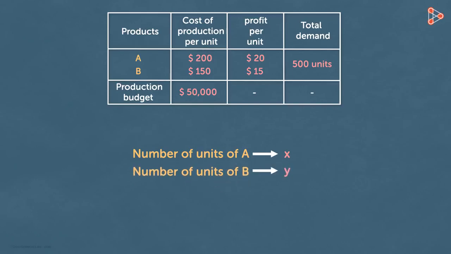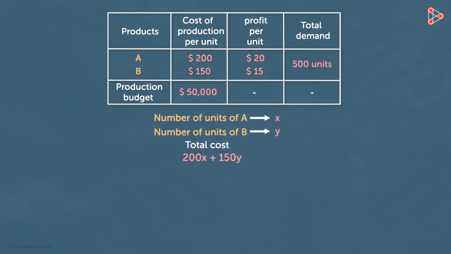Now, can you tell me the total cost to manufacture these many units of A and B respectively? Yes, it will be 200 times X and 150 times Y. We're just multiplying the quantity with the price. Next, let's look at the constraint. It says the production budget is $50,000. That means the cost to be incurred should not exceed $50,000. It can be less than or equal to $50,000.